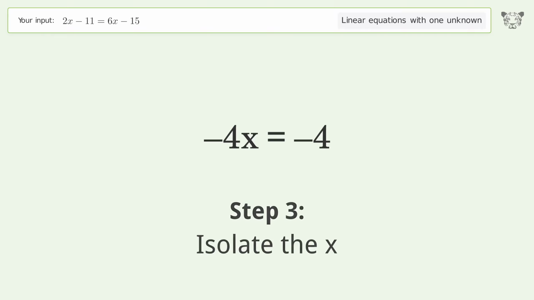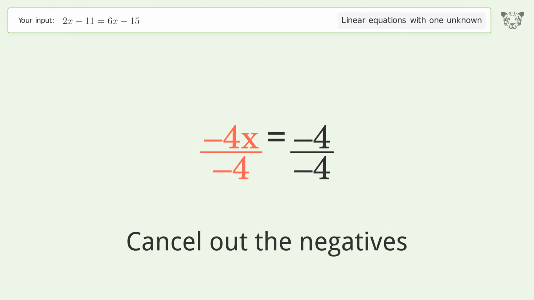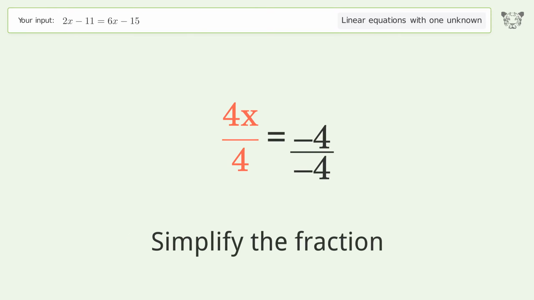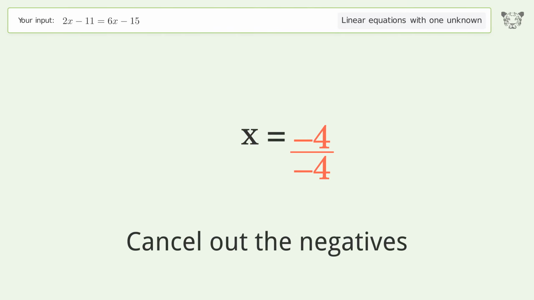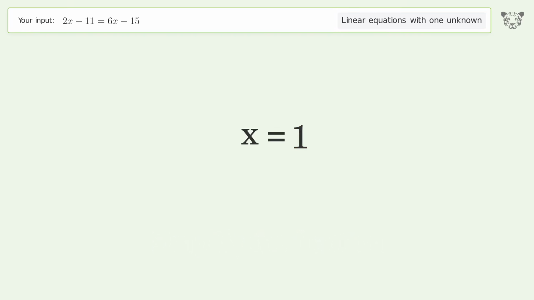Isolate the x. Divide both sides by -4. Cancel out the negatives. Simplify the fraction. Cancel out the negatives. Simplify the fraction. And so the final result is x equals 1.